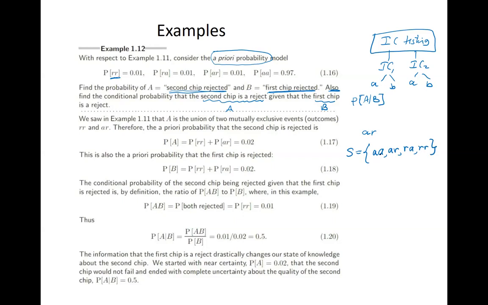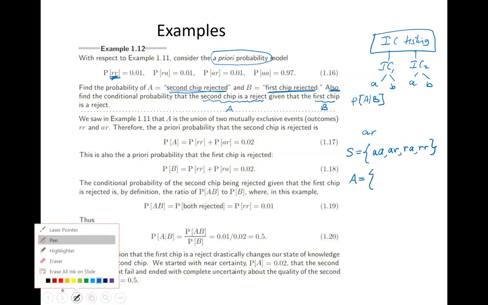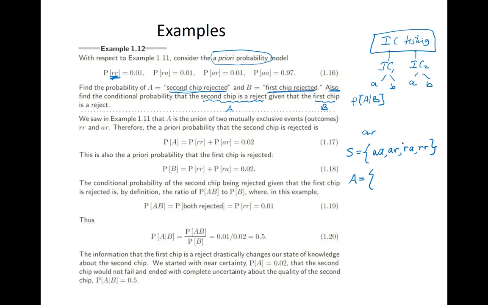Next, I know the probabilities of each, and A is the second chip rejected. For the second chip rejected, I look here and identify those outcomes. So this one and this one. So I just write here AR and RR. Is that clear? Now the probability of A will be 2 divided by 4. If it is equally likely, then that's going to be 2 over 4, which is 1 over 2.